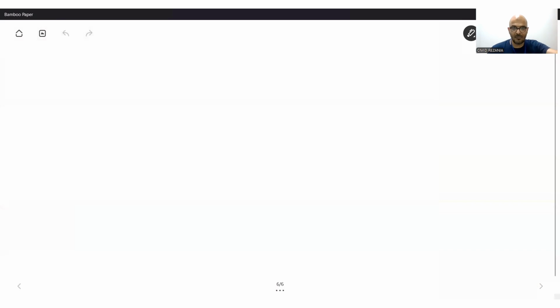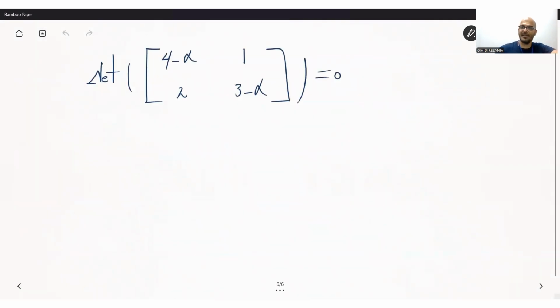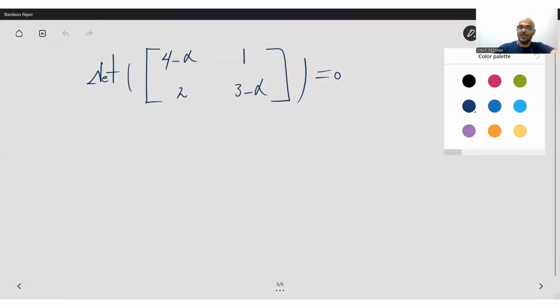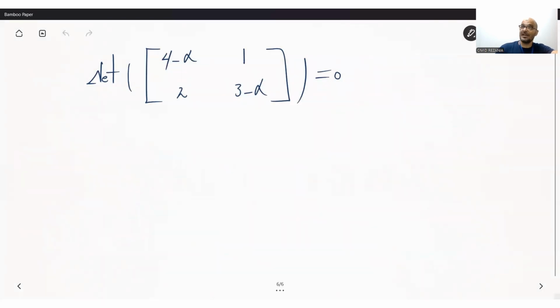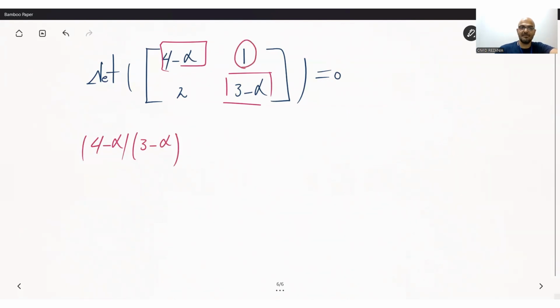Now, what I'm going to do, I'm just going to find it. You remember, to find the determinant, we take exactly the diagonal. I have these two, I have to multiply them, which means that (4 minus alpha) times (3 minus alpha). Then minus this element times this element, 2 times 1 becomes 2. Write it there. I know that it has to equal 0.